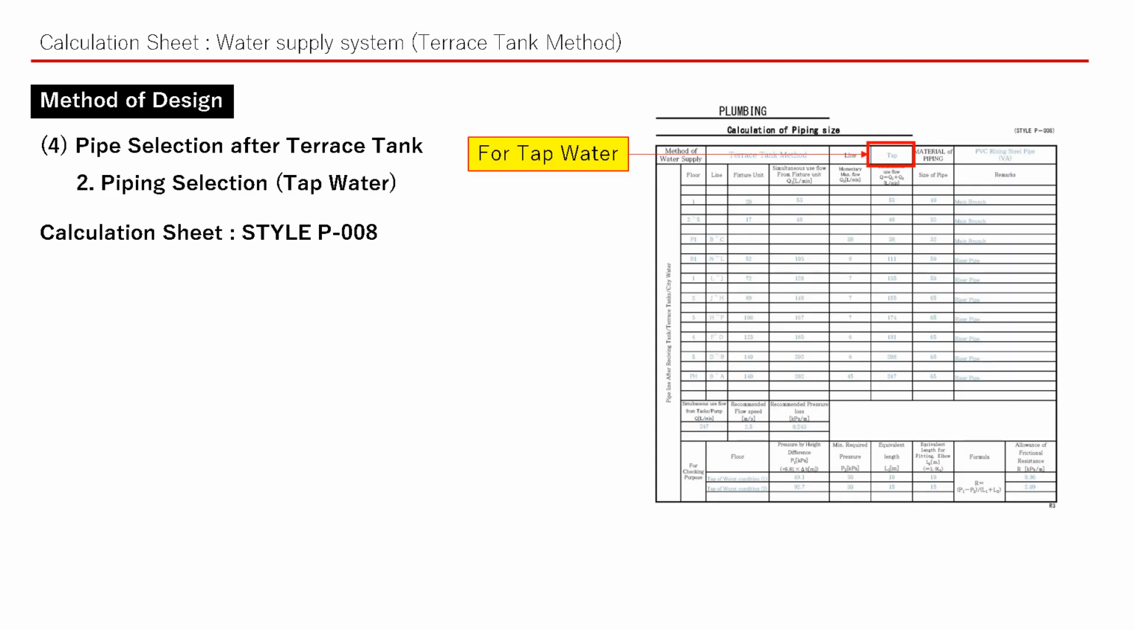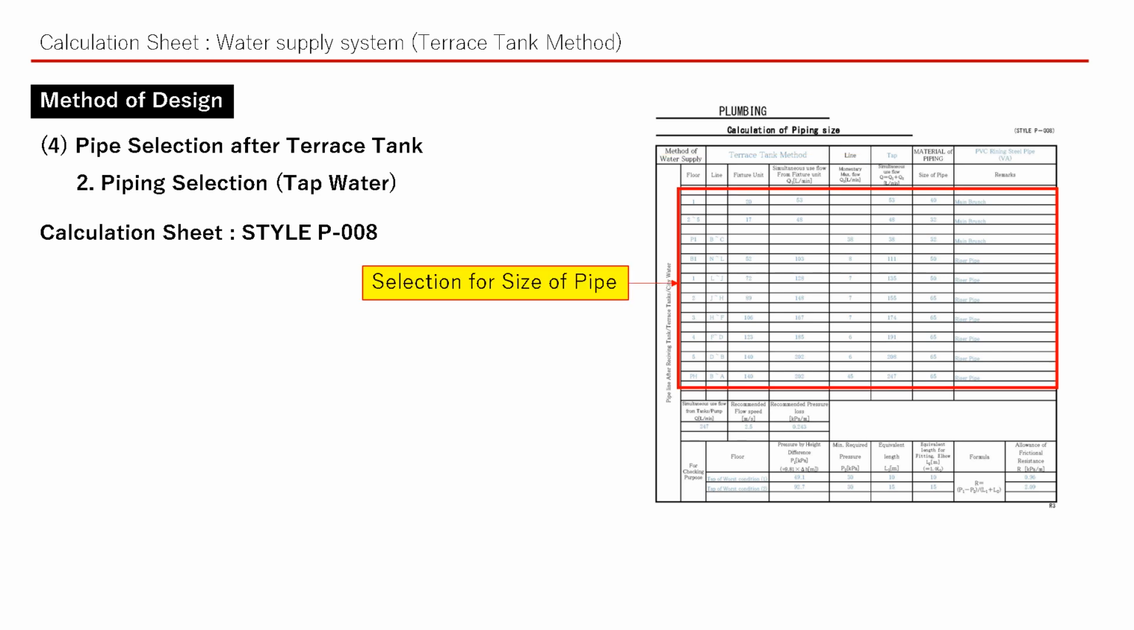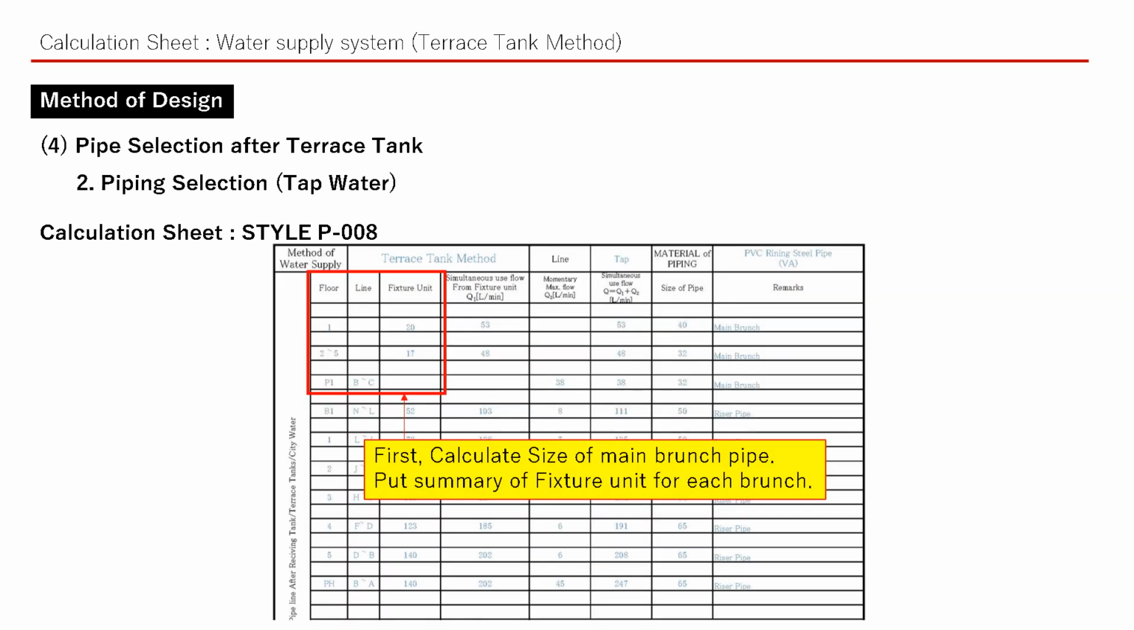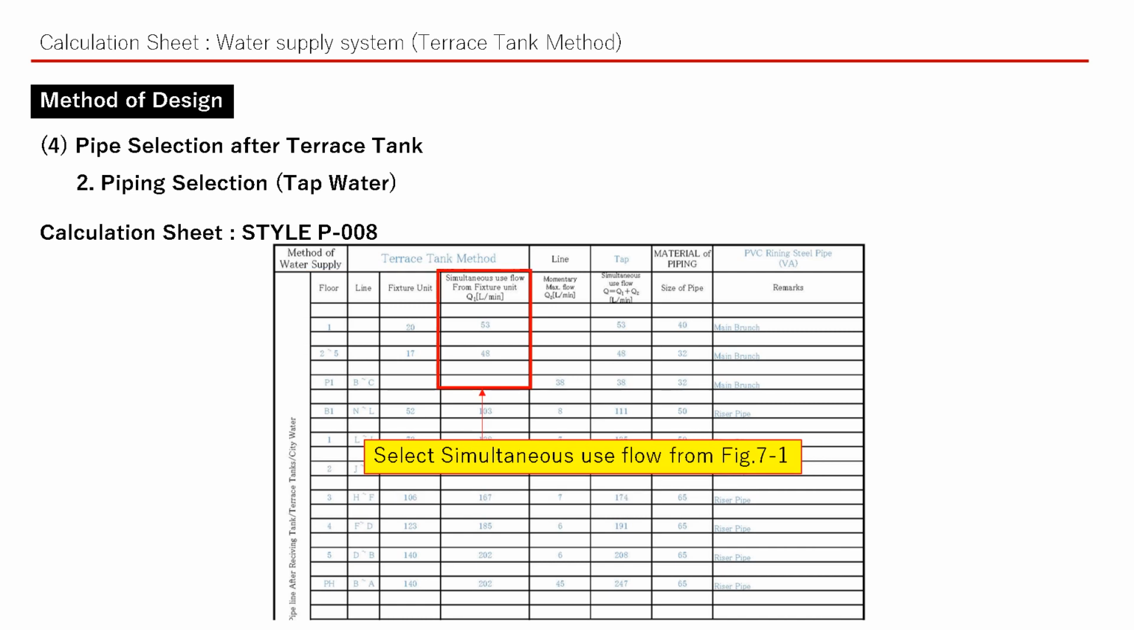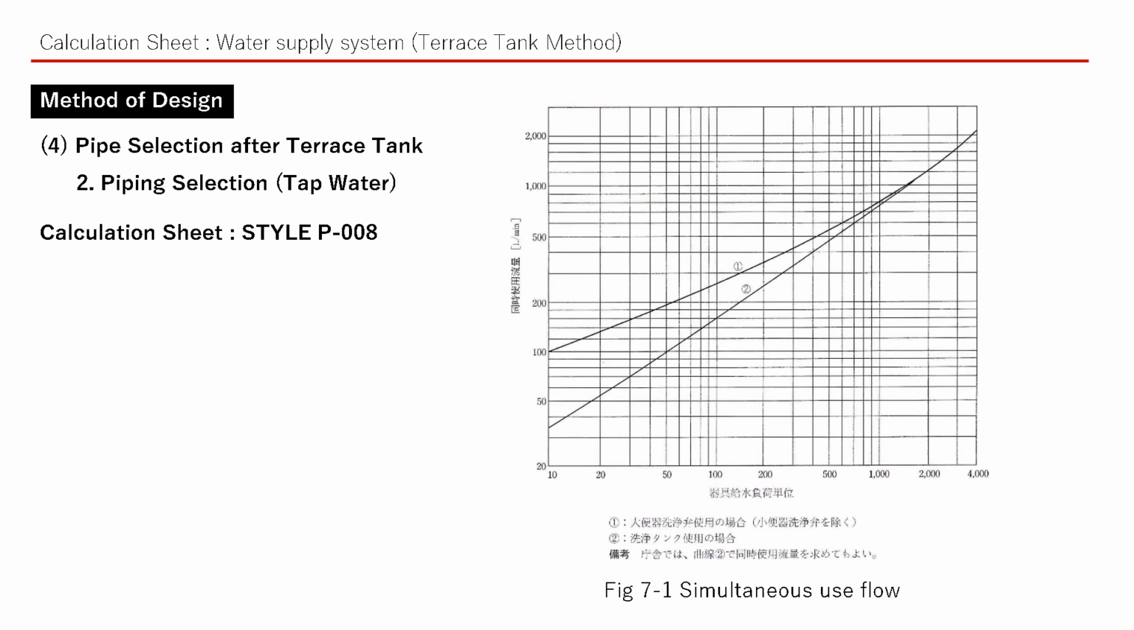Next we proceed with piping selection by calculation sheet P008. First, we will select for tap water line. Here, we select size of pipe for each line. First, calculate size of main branch pipe. We can put summary of fixture unit for each branch. We need to select volume of water from Fig. 7:1. This is Fig. 7:1 to select simultaneous use flow.